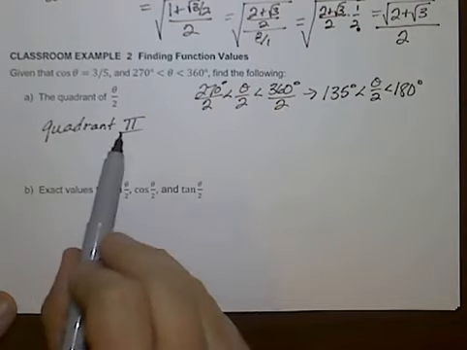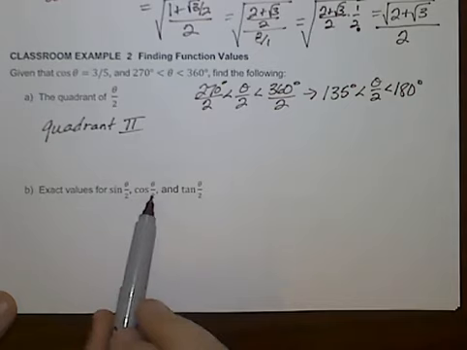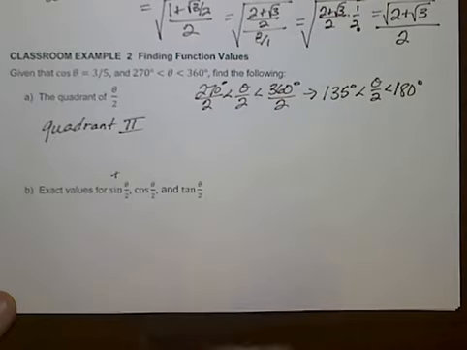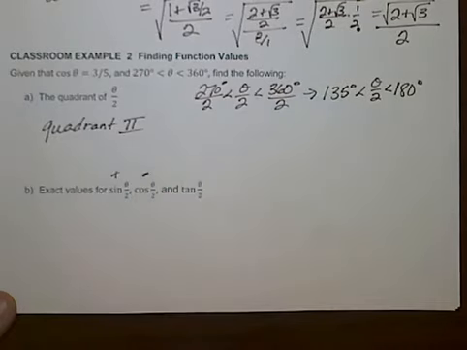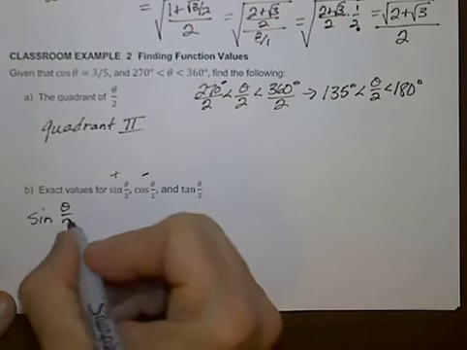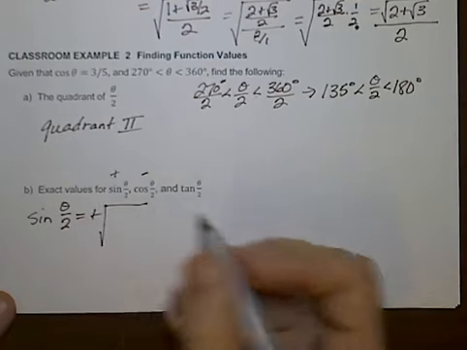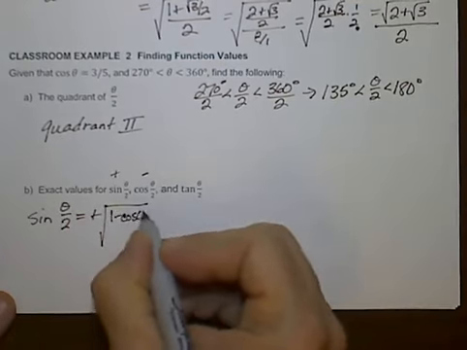And this was important because now we already know whether we're going to use the plus or minus for these two. In quadrant 2, sine is positive, so for this one we'll be using the plus, and cosine is negative, so for that one we'll be using the minus. For the sine, we're going to have the plus on the outside of the radical, and then we have 1 minus cosine of theta over 2.